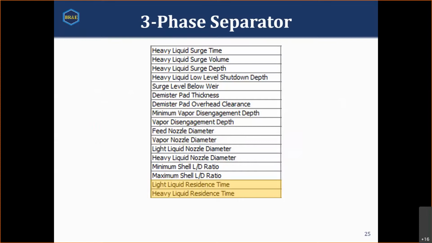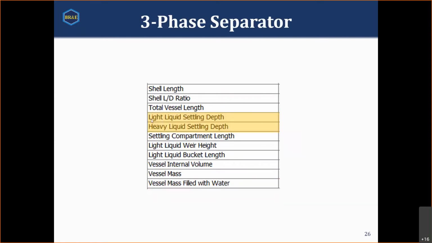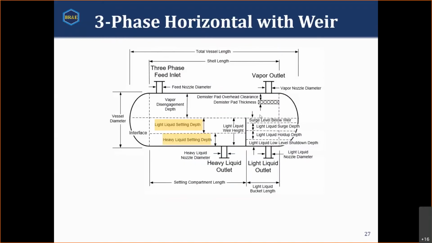For most applications, it's going to be somewhere around 5 to 10 minutes for typical hydrocarbon separation, but there are ranges. This light liquid residence time and heavy liquid residence time are going to refer to the amount of time that the liquids spend in the settling compartment of our separator, and that's going to correspond to the light liquid settling depth and the heavy liquid settling depth on this diagram.